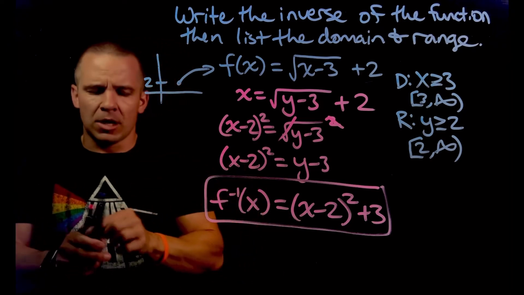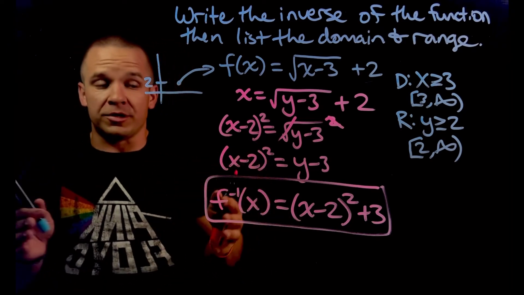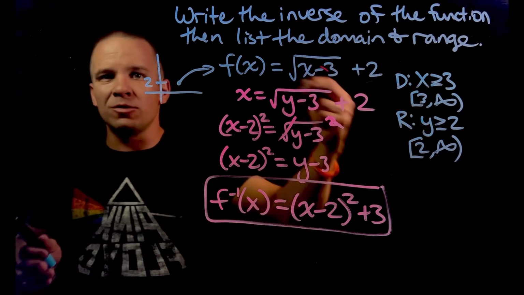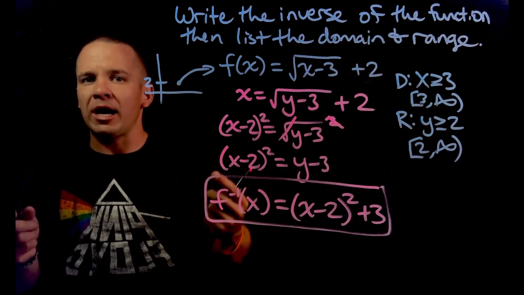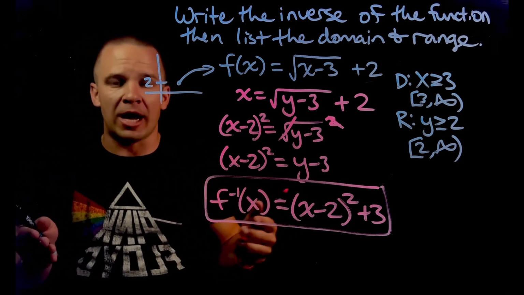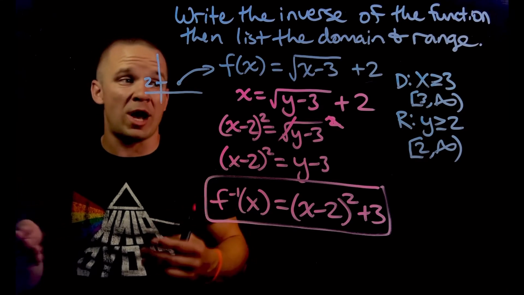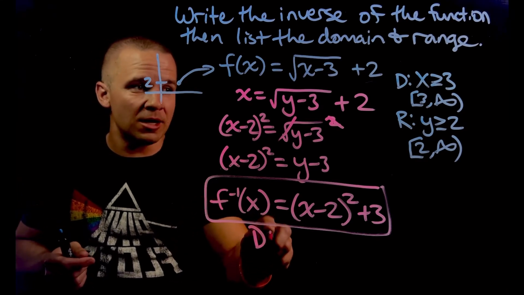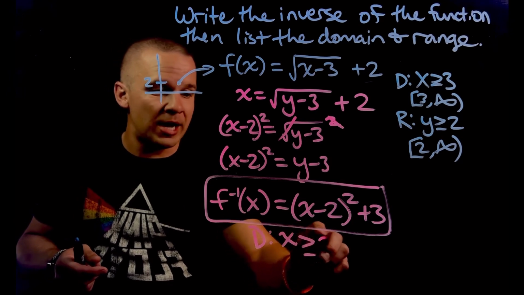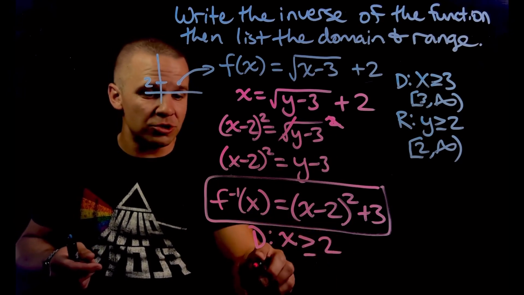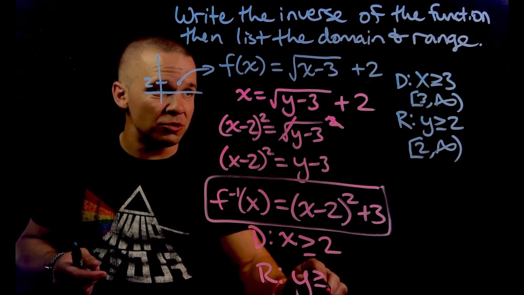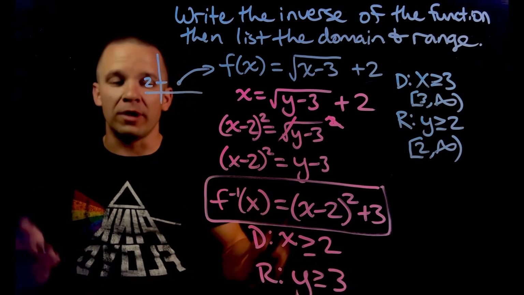Now over here, I can rethink all this stuff, right? But really, if my x's and y's switched to get my inverse function, then I can just switch my domain and range, right? Because my domain and range are just based off my x and y's. So here my domain is going to be x is greater than or equal to positive 2, and my range is going to be y is greater than or equal to positive 3.